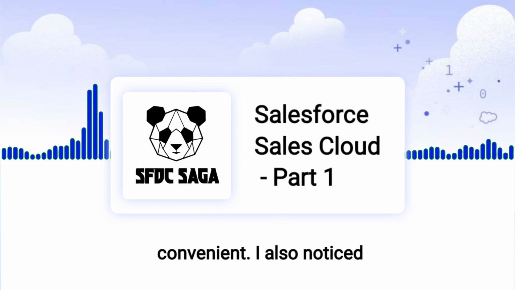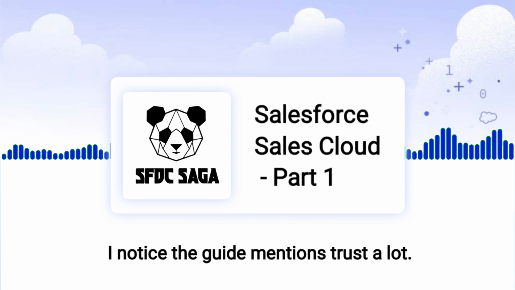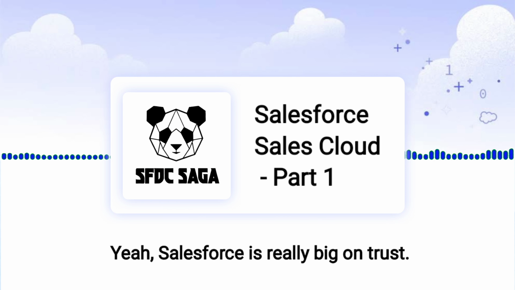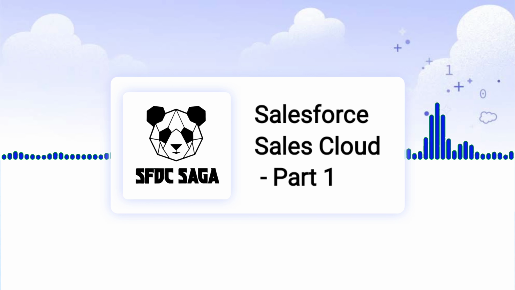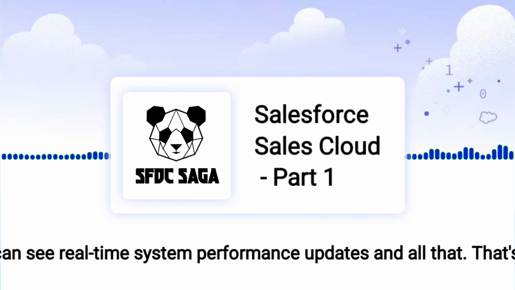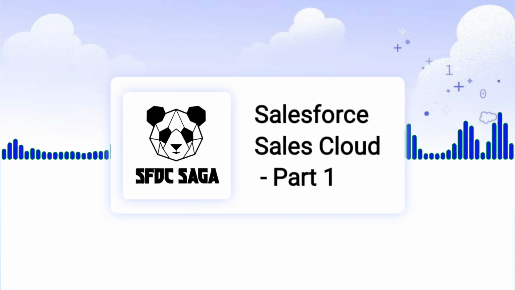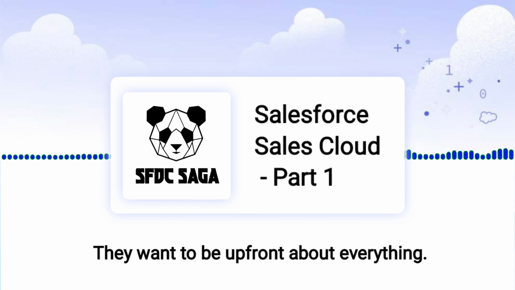That's convenient. I also noticed the guide mentions trust a lot. Yeah, Salesforce is really big on trust. They even have a website, trust.salesforce.com, where you can see real-time system performance updates and all that. That's interesting. It's like they're saying, hey, we're transparent. You can trust us with your data. Exactly. They want to be upfront about everything.